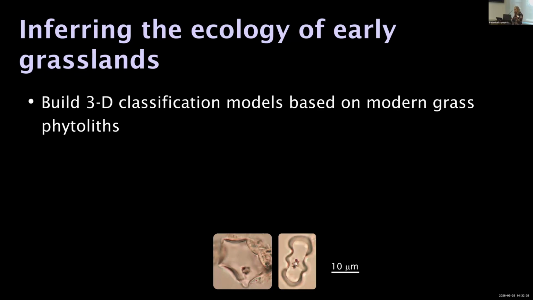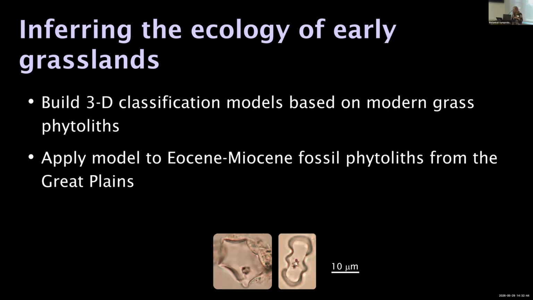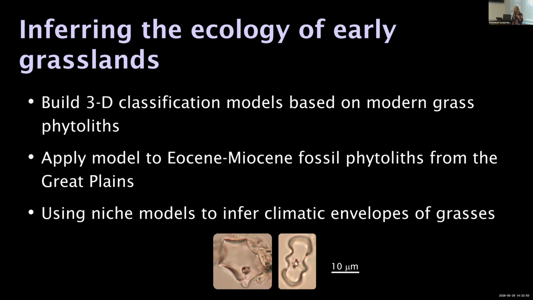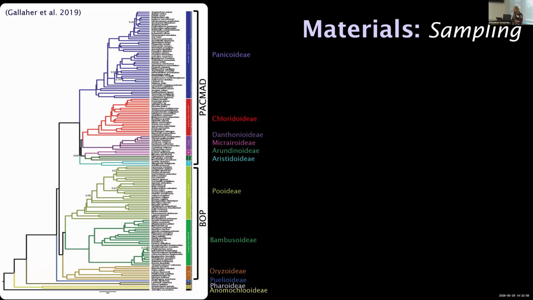So what we wanted to do then was to first build a 3D classification model based on modern grass phytoliths. Then we wanted to apply that to Eocene to Miocene fossil phytoliths from the Great Plains. And then we wanted to use so-called niche models to infer climatic envelopes of grasses. And I'll talk about that a little bit later.